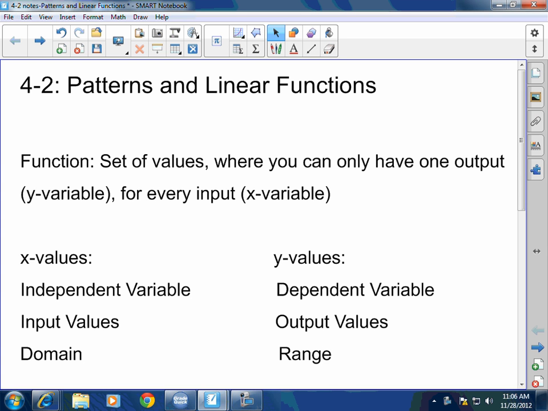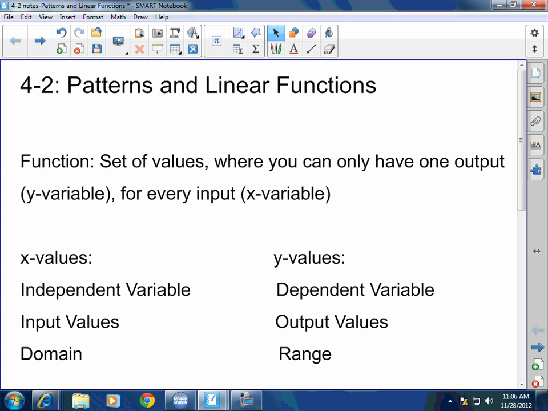First of all, before we get into what a linear function is, hopefully you remember what just a plain old function is. A function is a set of values where you can only have one output, one y variable, for every input x value. You can only have one y for any given x. Okay? We went over that yesterday.